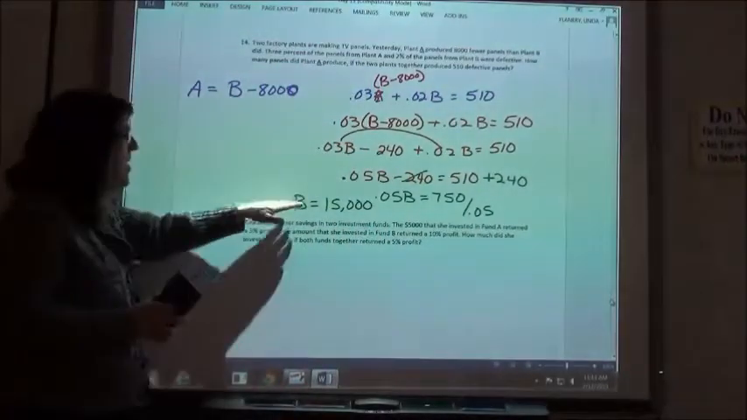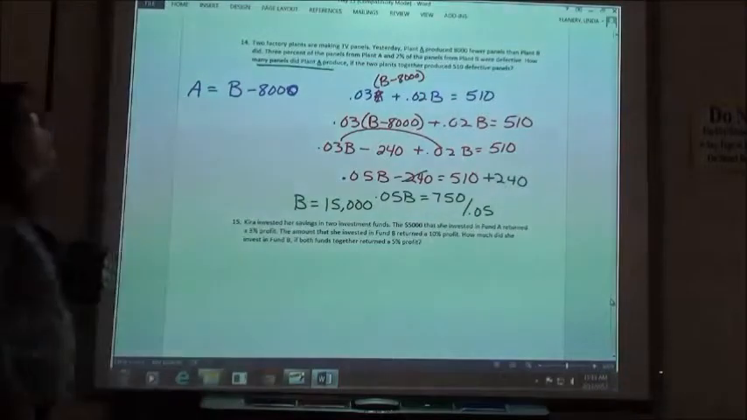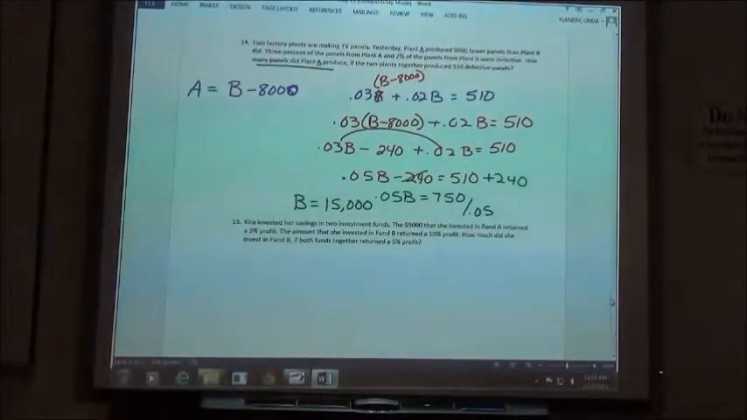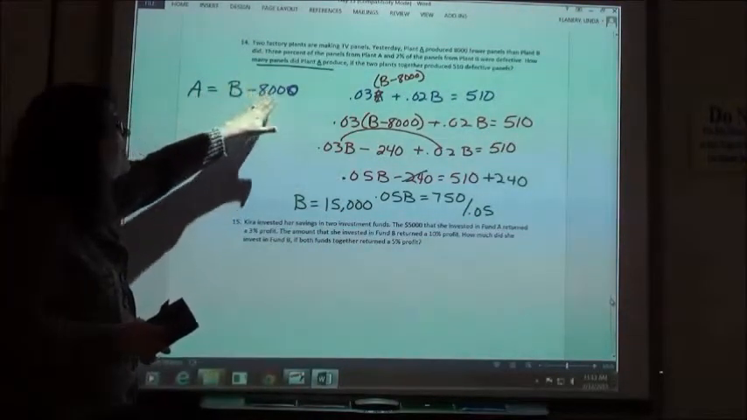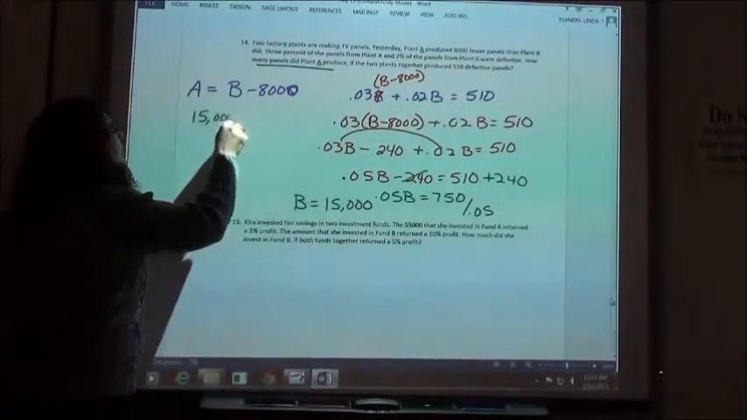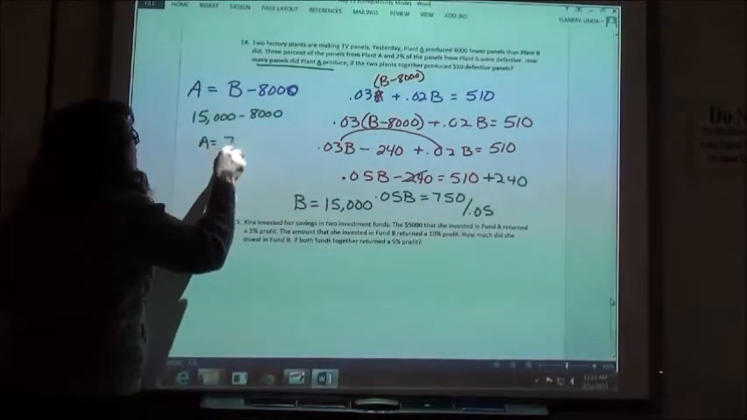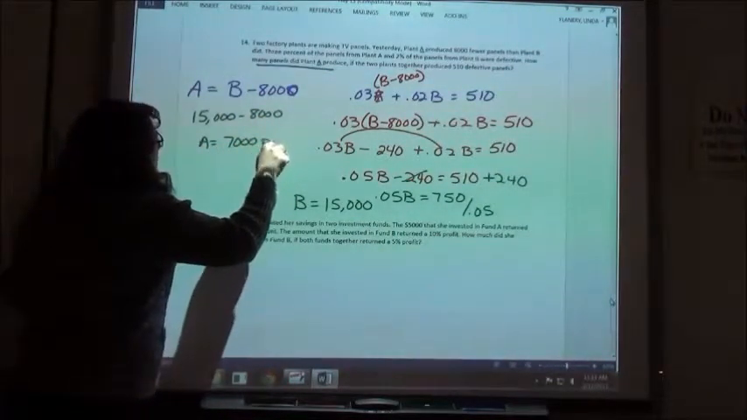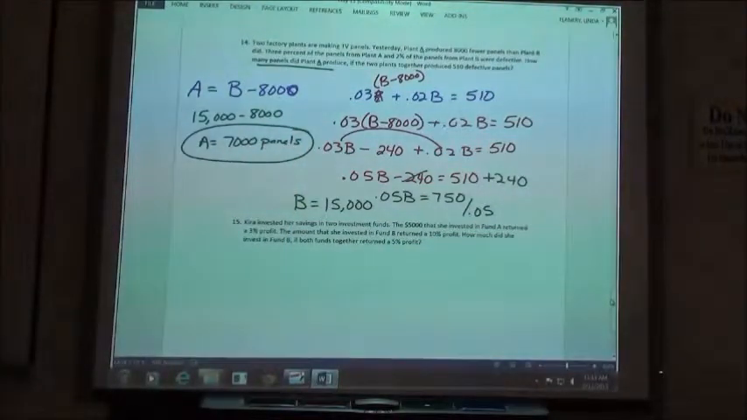So we found B. However, the question wants to know how many panels plant A produced. So just because we found 15,000, that doesn't mean that's the answer. B was 15,000. A was 8,000 fewer than that. So I have to take 15,000 minus 8,000. So A produced 7,000 panels. And that's going to be the answer to the question.